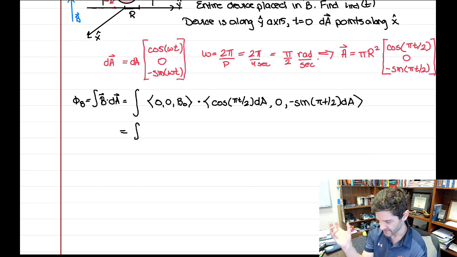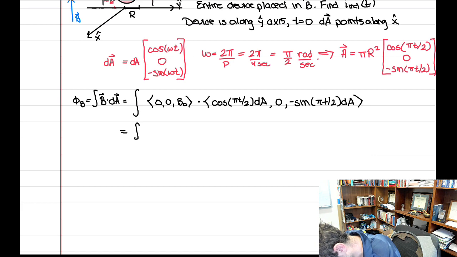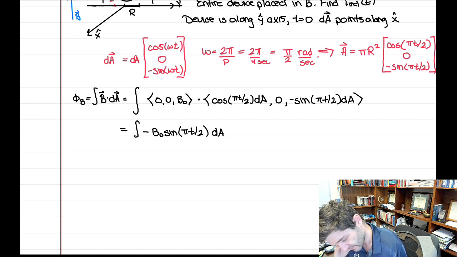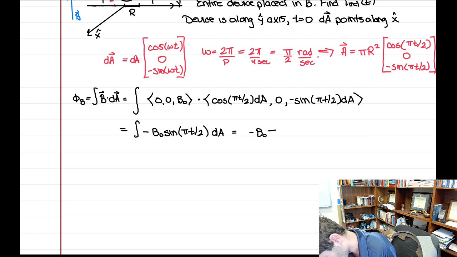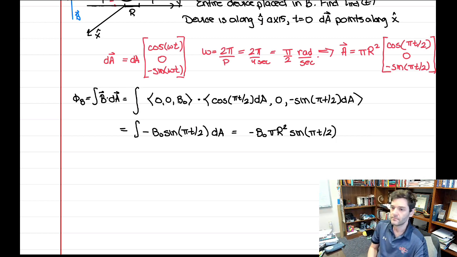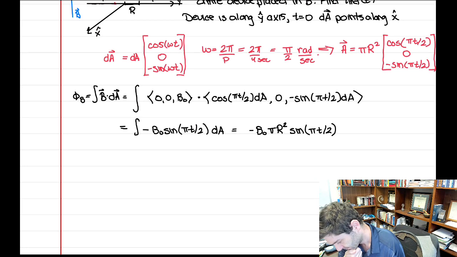What a mess. But the dot product saves us because I can just do the x's, the y's, the z's and add them together. Looks like I get negative B naught sine of pi t over 2 times dA. This is an integral over area, not time. So at the end of the day, it's just negative B naught pi r squared sine of pi t over 2. I feel like I'm missing a variable. Nope, okay, because we're integrating over the area. So this is a measure of the flux.